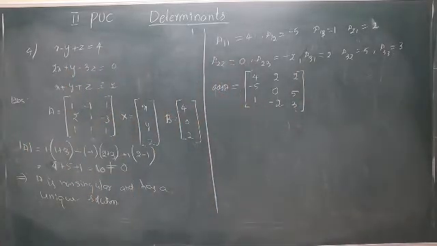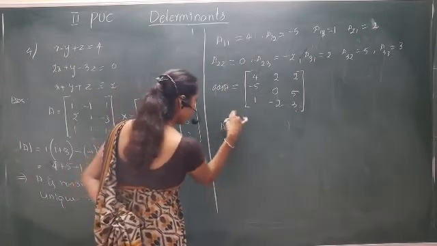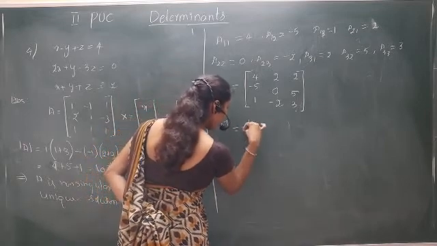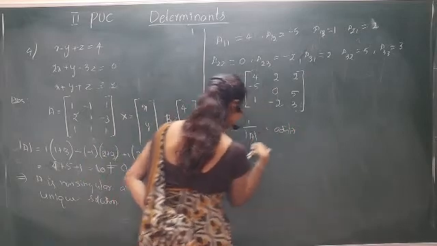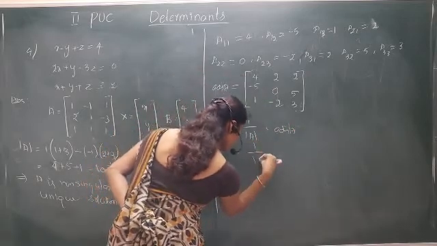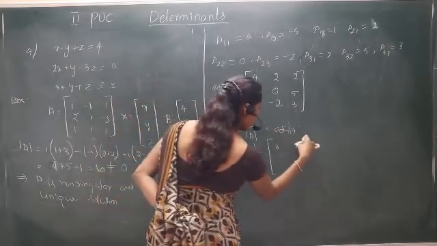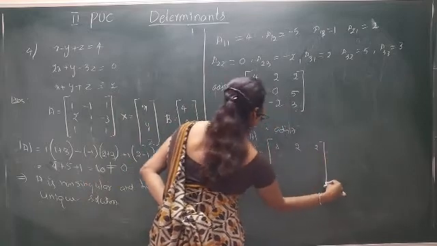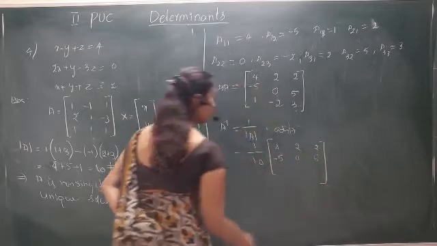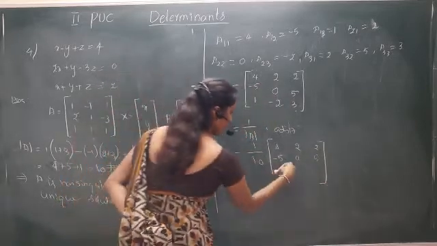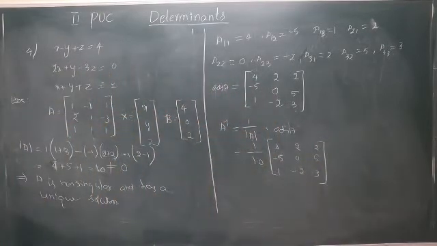Next we have to calculate the determinant and A inverse. A inverse is equal to 1 by determinant of A into adjoint of A. So the determinant is 10, so it is 1 by 10 into the adjoint: 4 2 2, minus 5 0 5, 1 minus 2 3. So this is the value of A inverse.